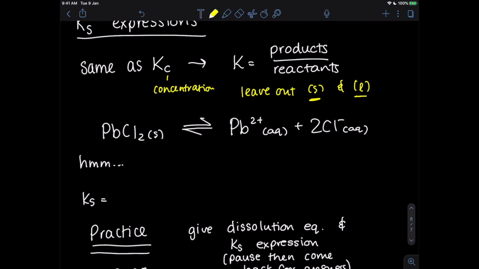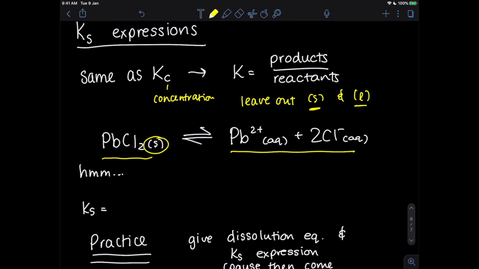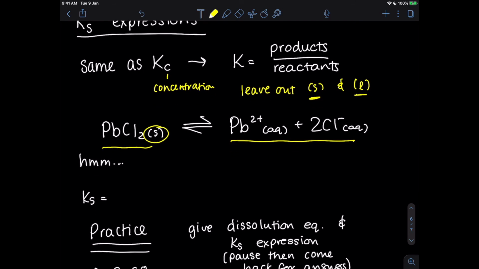state symbols. So down here, we can see a dissolution reaction for a solid lead chloride forming its two ions, lead 2+ and Cl-. If we were to write a Ks expression for this, you have to think about the fact that this lead chloride is solid. It's not going to be involved in my Ks expression. The only thing that's going to be in my Ks expression is my products, because my reactants are solid.